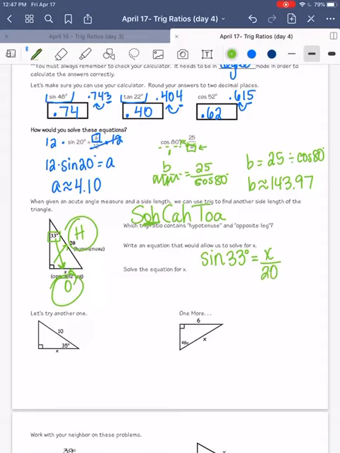And so now you ask yourself, is the variable in the numerator or the denominator? Because it's in the numerator, we're going to multiply. Okay, so we want to get X alone, so we're going to get rid of the divide 20 by timesing by 20. Okay, and so then X is approximately, and now we just type this into the calculator.